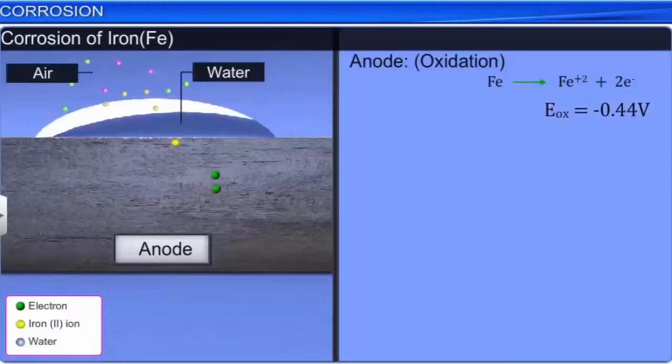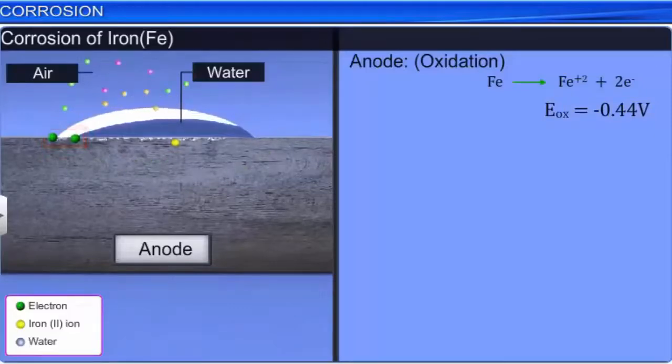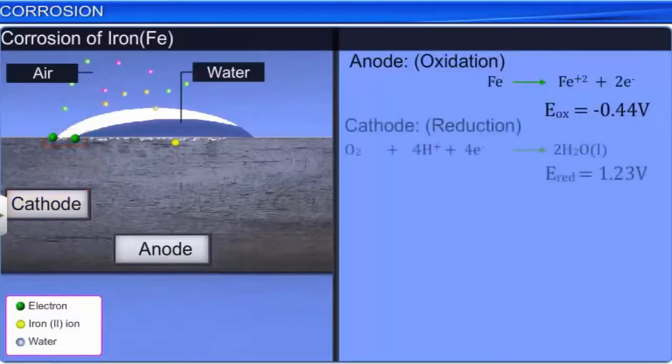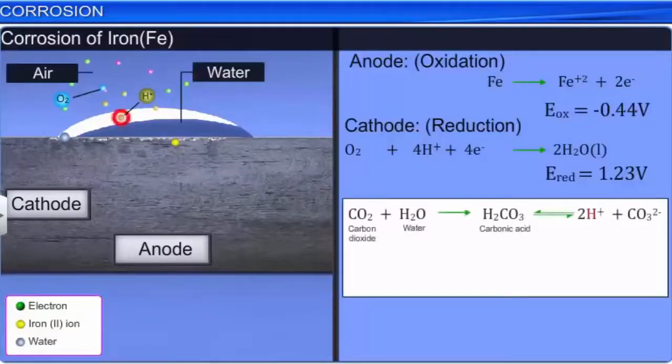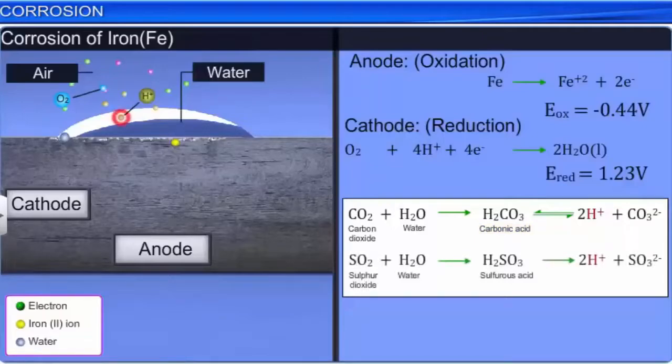The electrons thus released then move to another spot on the metal, which then behaves as the cathode. At this spot, oxygen is reduced in the presence of a hydrogen ion to form water. The hydrogen ions are believed to be available either from carbonic acid that is formed when carbon dioxide dissolves in water, or due to the dissolution of other acidic oxides from the atmosphere.